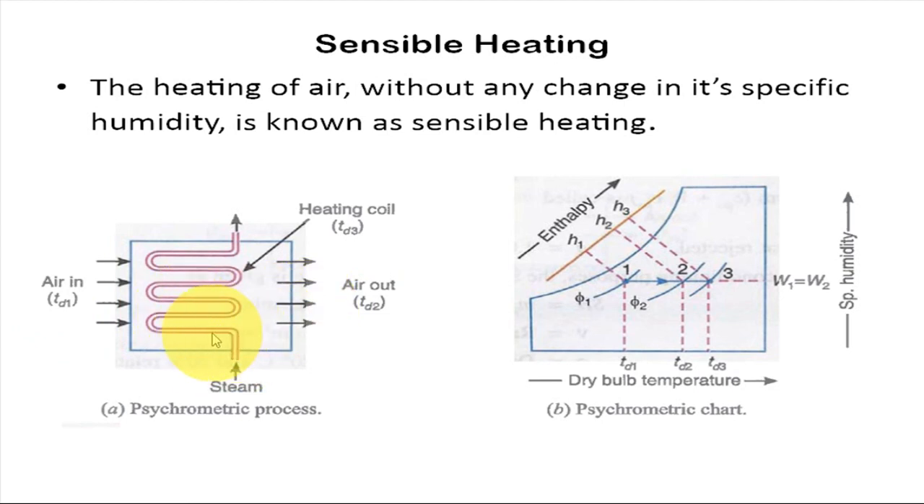For heating purpose I have passed steam through this coil, so ultimately there is an increase in temperature. Let point 1 be the initial temperature of air and point 2 the final temperature of air. So TD1 is the initial temperature, TD2 is the temperature obtained after heating. The moisture content, that is specific humidity or humidity ratio, remains the same. So this process I have expressed on the psychrometric chart.